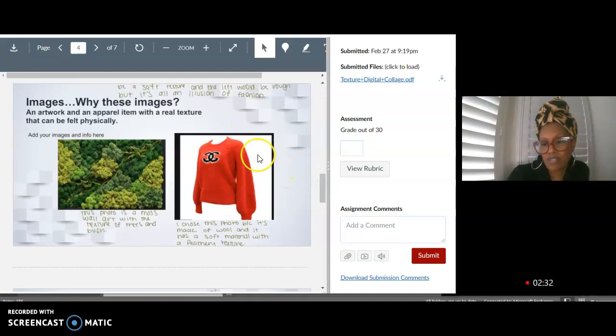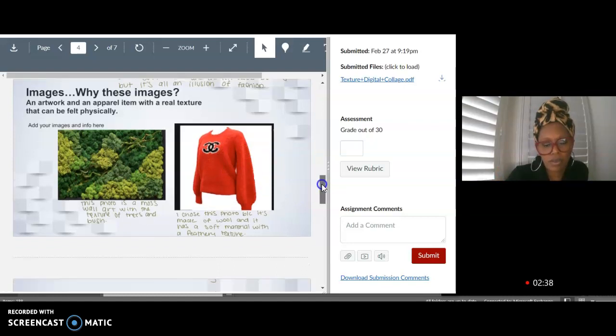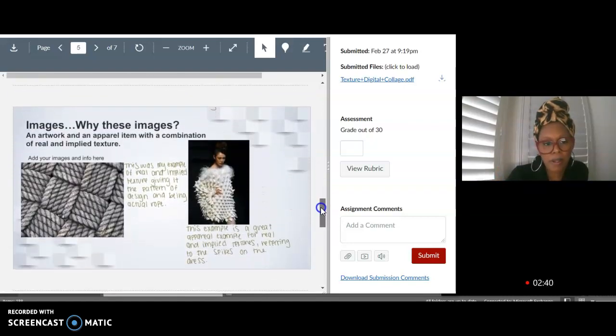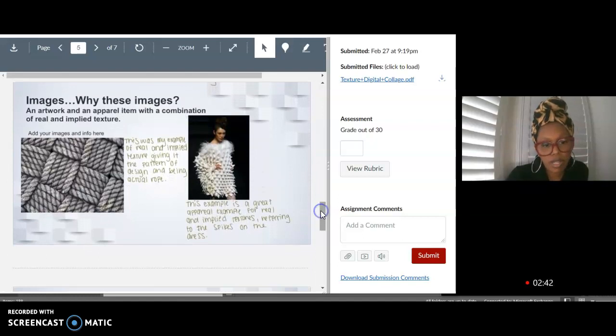I can almost see that this has a really soft hand to it, right? We talked about hand and luster, so that's really important too. Okay, a combination of real and implied texture, right? So this image was used someplace in the lecture. I can't remember exactly where it was, but yeah, it has a pattern, and we can tell that it's actually made out of rope.